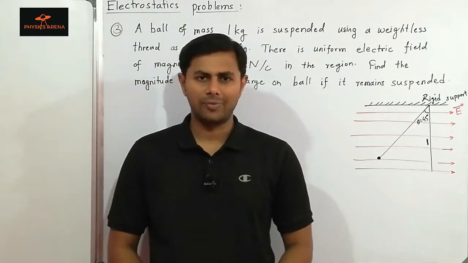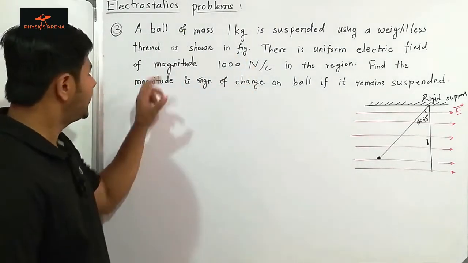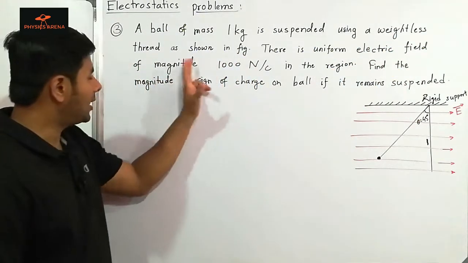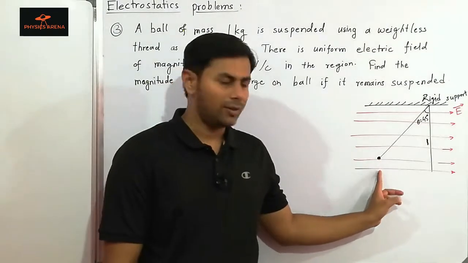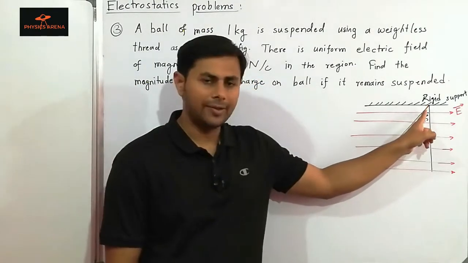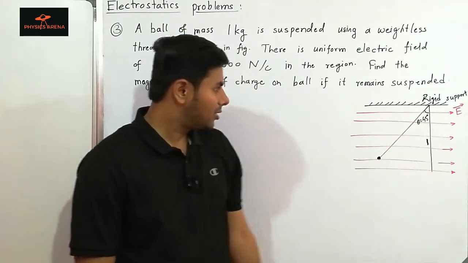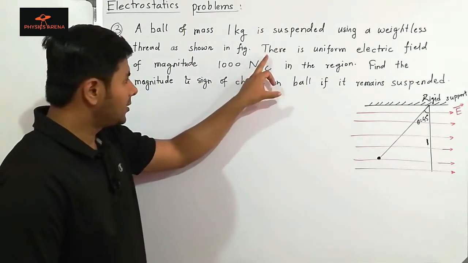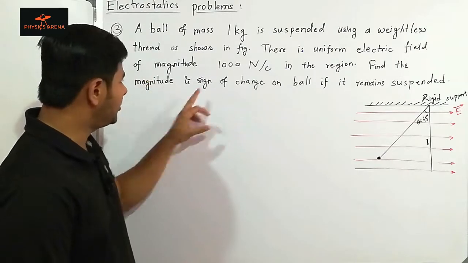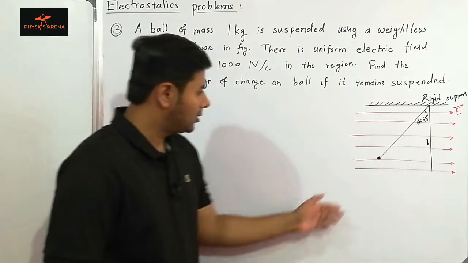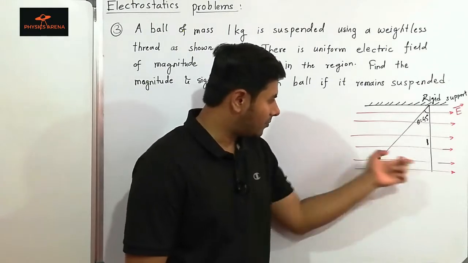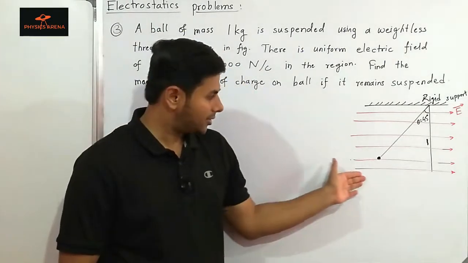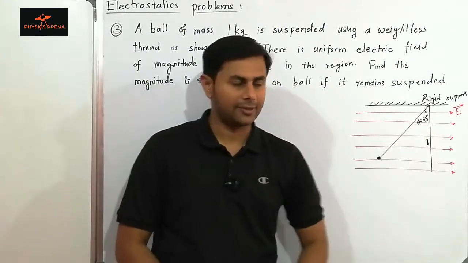Okay, now let's see problem number 3, and it says a ball of mass 1 kg is suspended using a weightless thread as shown in the figure. So we have this ball of mass 1 kg and this is the weightless thread used to suspend it from this rigid support. Then there is a uniform electric field of magnitude 1000 newtons per coulomb in the region. As you can see, we have this uniform electric field and it has a magnitude of 1000 newtons per coulomb, and it is in this horizontal direction.